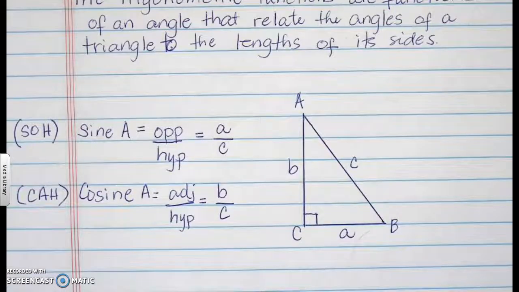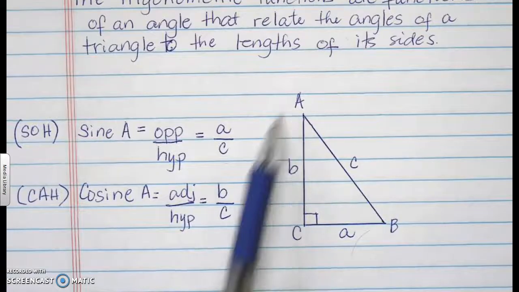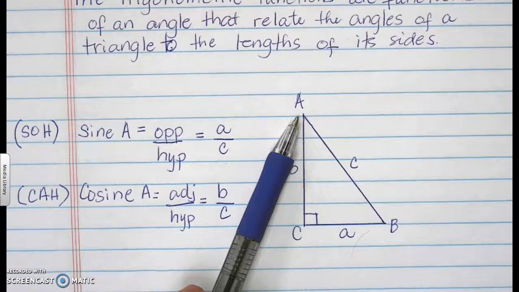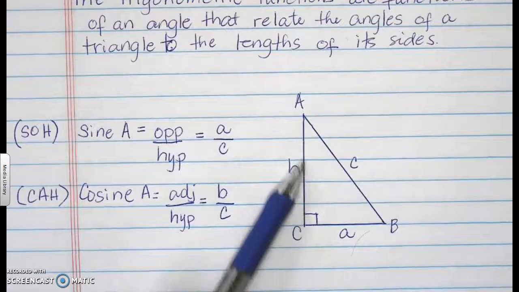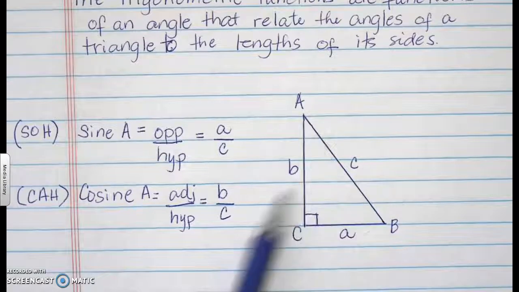The next trigonometric function is the cosine, and in this case we're going to work with the angle A. So cosine A is adjacent over hypotenuse, and in reference to this angle, the adjacent side is this one right here, which is b, and the hypotenuse is c.